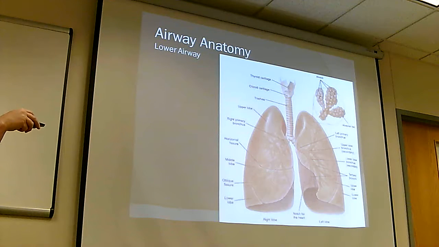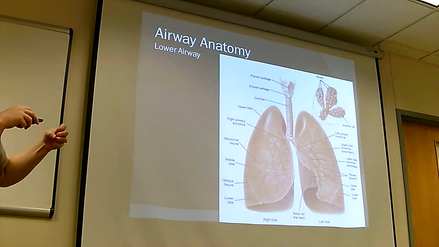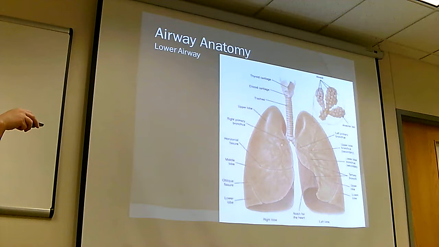They're smooth muscle, which is important because that is the site of bronchospasm. If people's lungs are irritated, those muscles will clamp down and close off the airway. Also asthmatics, that's where asthma happens, right in here with these muscular rings.